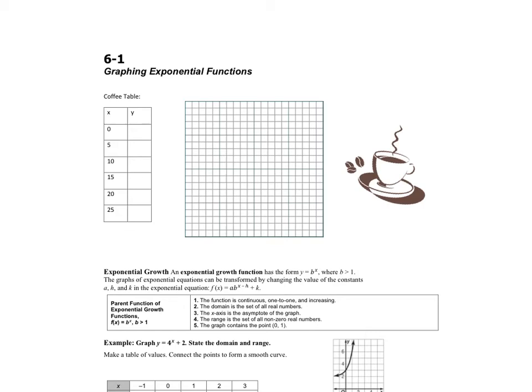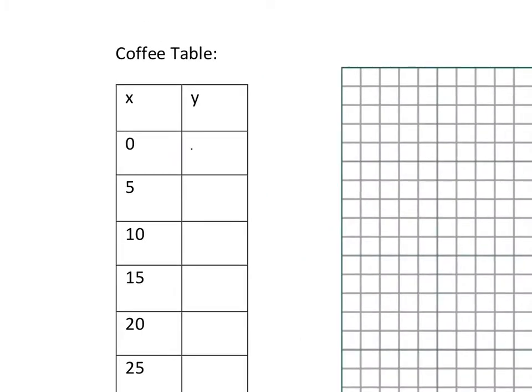Hello, here we're going to look at 6.1, graphing exponential functions. I want to start off with an example of an exponential function. We won't get to see a corresponding video with it, but what happened in the video is that there was a hot cup of coffee poured, and the coffee at time 0 started at 200 degrees.